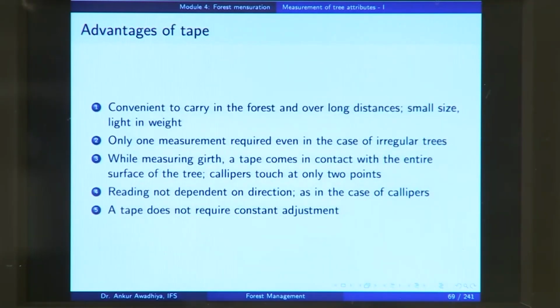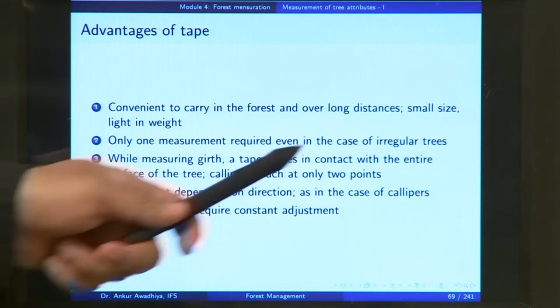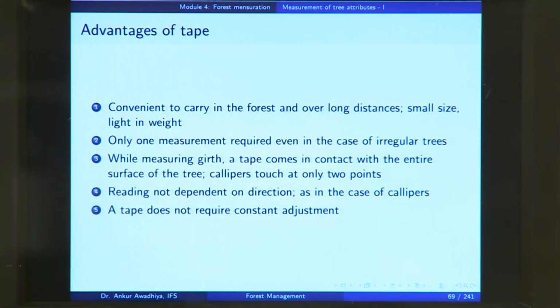However, we still use these tapes because they are very convenient to carry in the forest, especially over long distances, because of their small size and lightweight nature. Especially in the case of the plastic tapes, they are very small, they can be kept in a pocket, they are very lightweight, they are not like the calipers that you need to carry over your shoulders, which makes tapes a very popular means of measuring tree diameters.